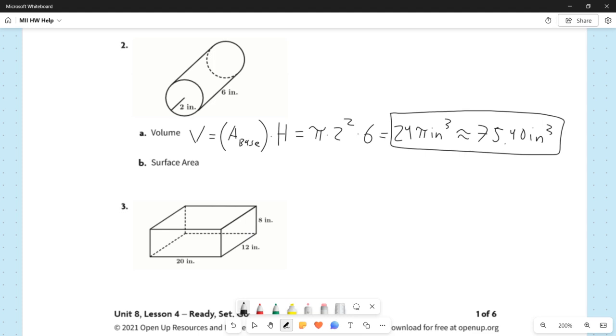Now, for surface area. With surface area, this is where cylinders and prisms get a little bit different. So surface area is just a little bit more complicated. I'll do this up in green, up at the top here. The surface area is the total area on the outside of this cylinder. So if you were to take a cylinder and lay it flat, it would look something like this.